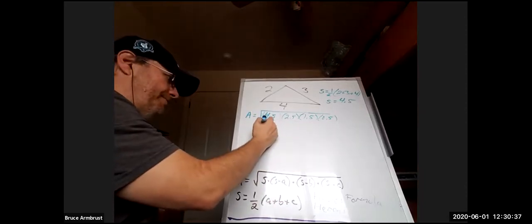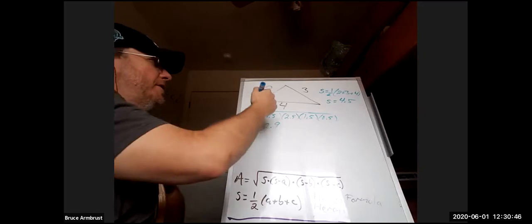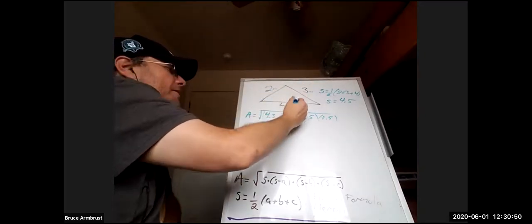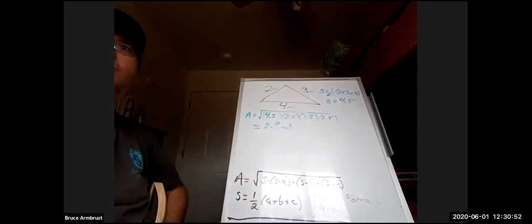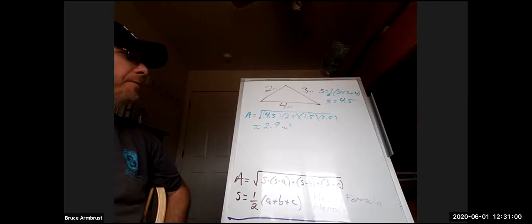All right, well, again, using our calculator, we get around 2.9. Obviously, we should have units on these, so to be good, let's say those are all meters. So this is 2.9 square meters, or 2.9 square feet, or square inches, or square miles, or square whatever we have.